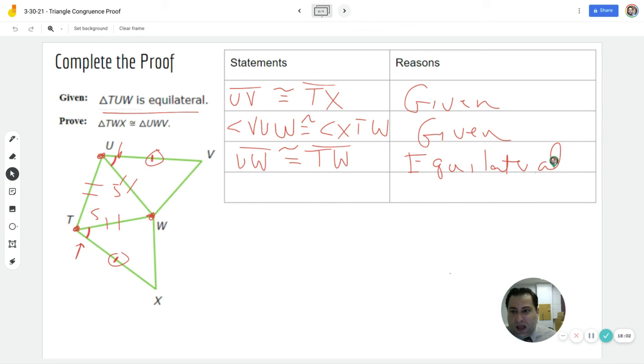And then finally, we are given the proof statement, right? So we have triangle TWX is congruent to triangle UWV. And that's going to be by, well, we have a side, an angle, and a side, angle, side.